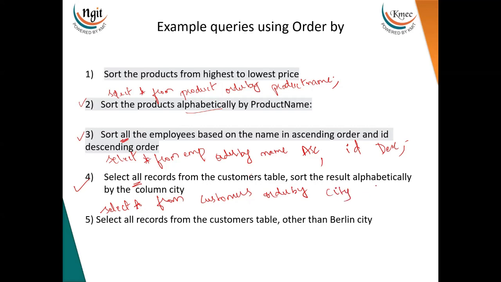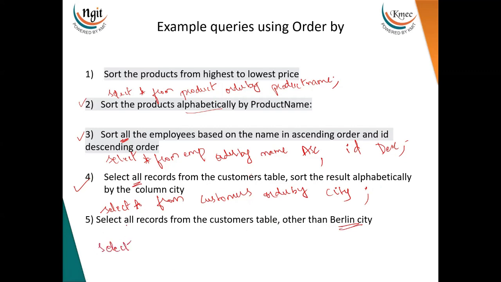Don't mention ASC. It's not required. And with semicolon. And next, select all records from customer table other than Berlin city. I wanted to retrieve the tuples or the records from the customer table, only those customers who do not belong to this particular city name. So what should be our query?